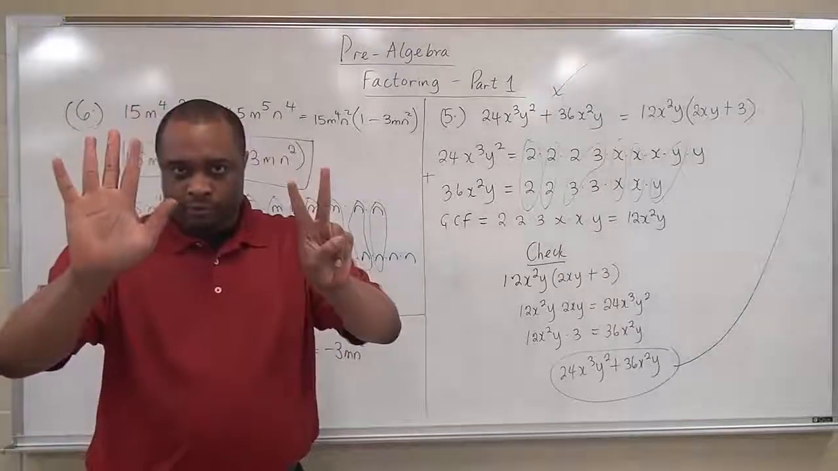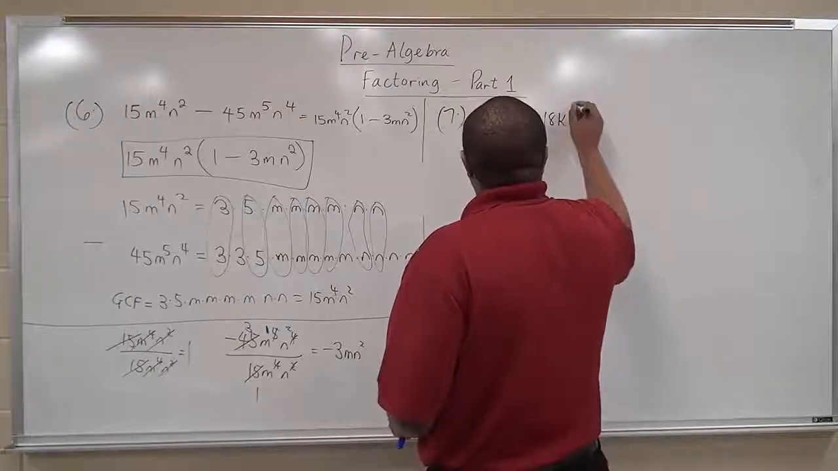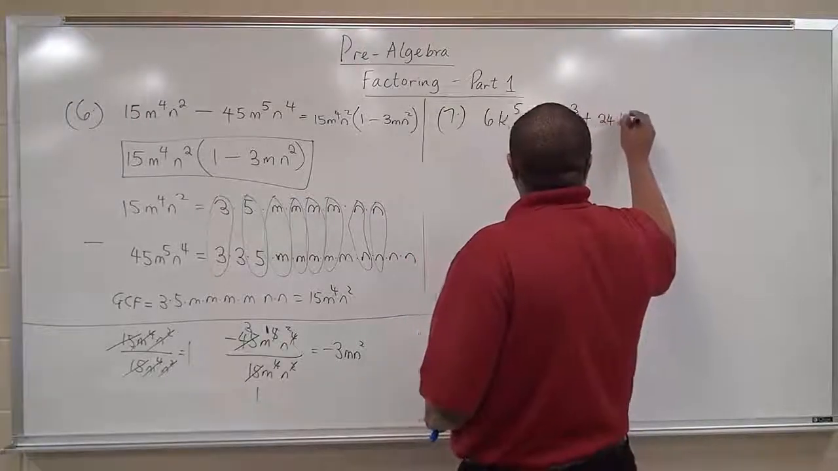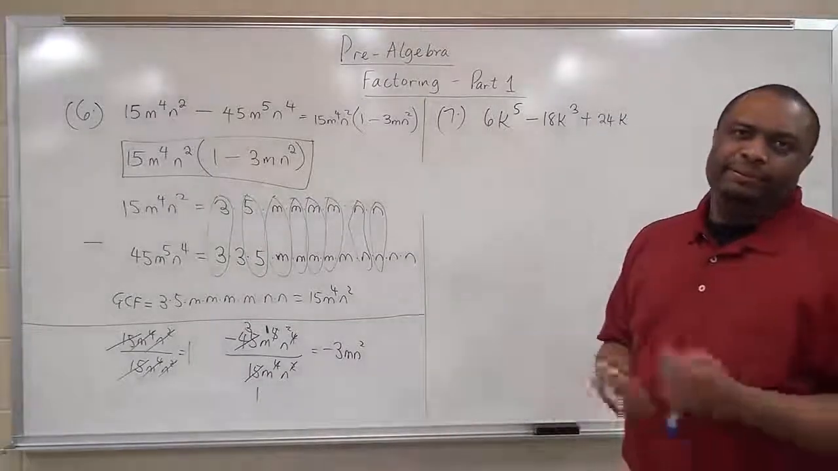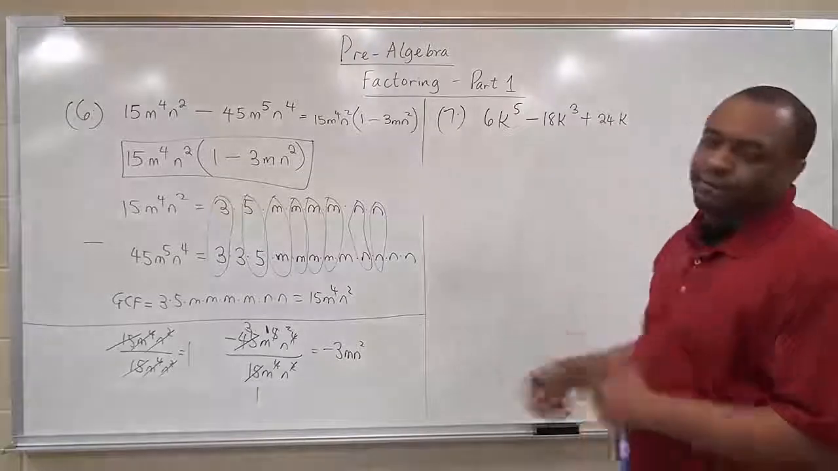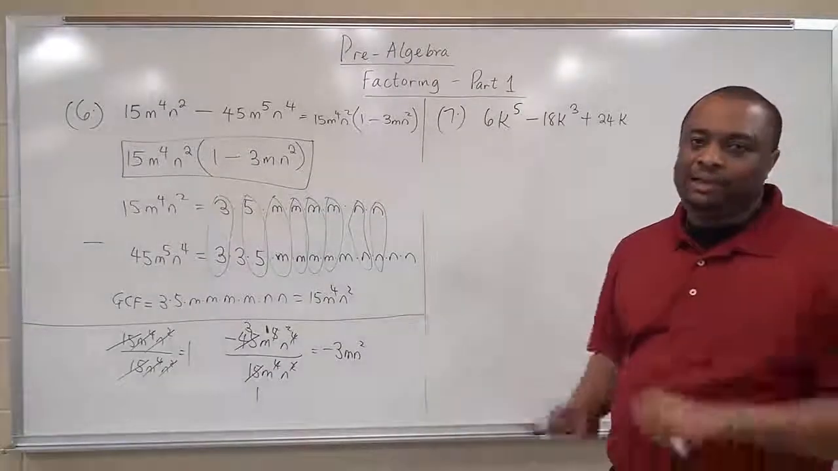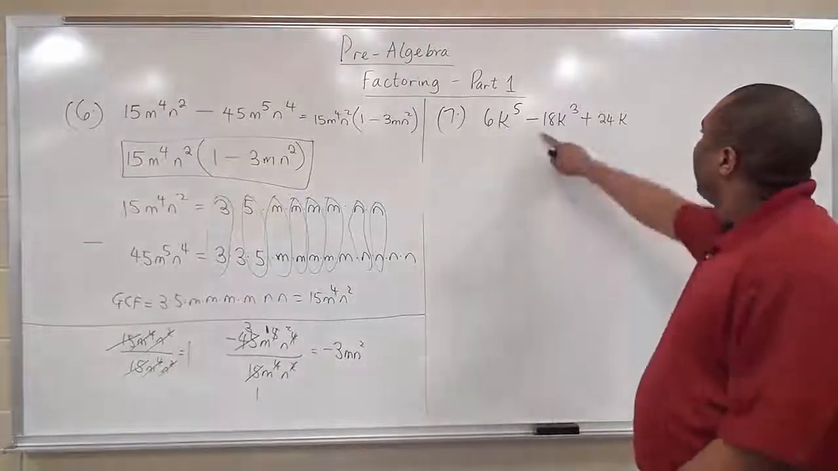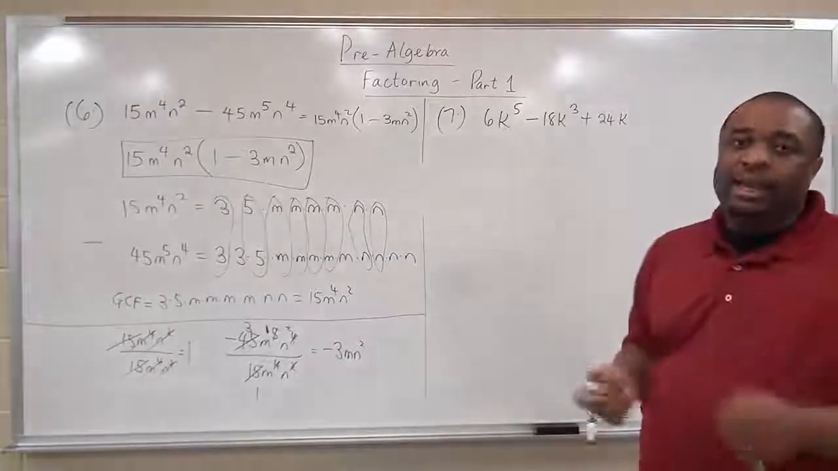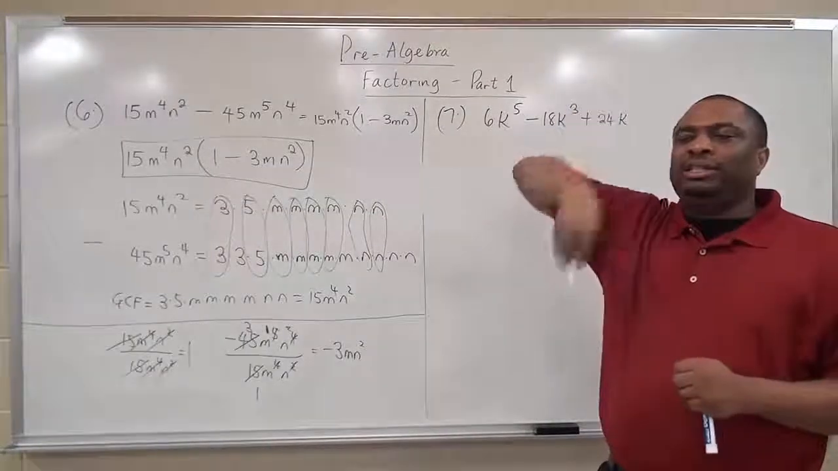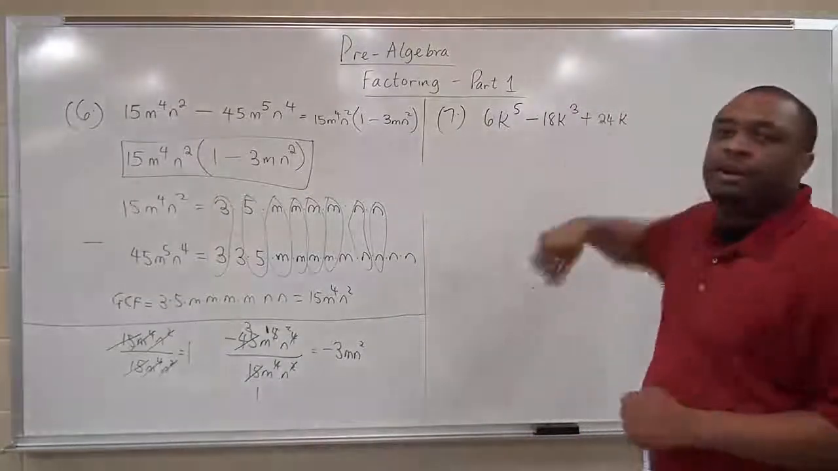Question 7. 6k⁵ minus 18k³ plus 24k. If you look at this, just tell me the GCF. You know, 6, 18, and 24, come on. 6 is a factor of all of them, so 6 is the GCF right away. Then k⁵, k³, k. It tells you that it's k. The GCF is a factor of itself, and it is included in all of them.